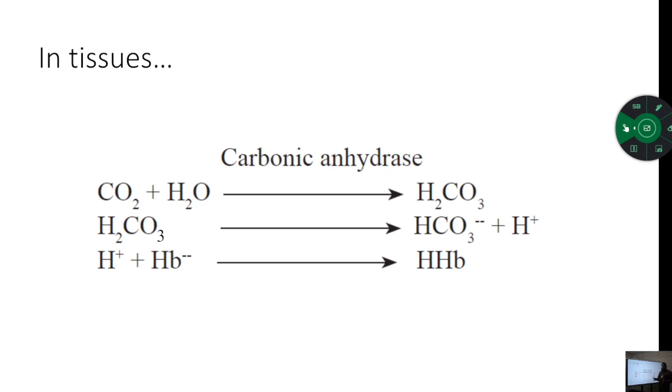Now, to sum up the reactions which happen in the tissues, these are the reactions as I told you. Due to metabolic reactions, carbon dioxide and water produced are combining to form carbonic acid. Carbonic acid will again dissociate into bicarbonate and H plus. H plus will combine with hemoglobin to form reduced hemoglobin.